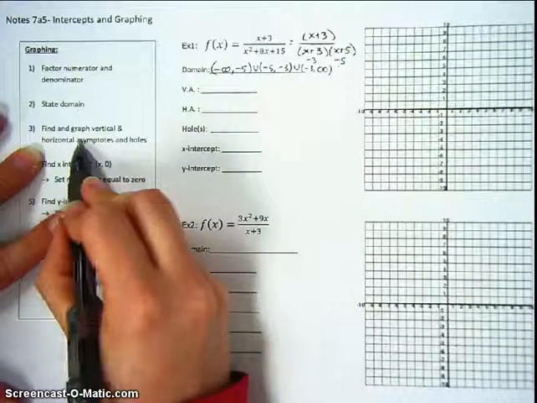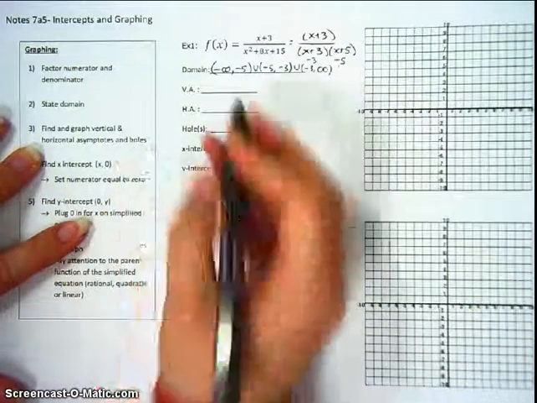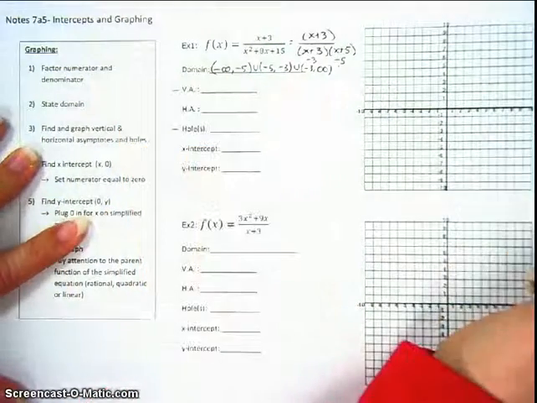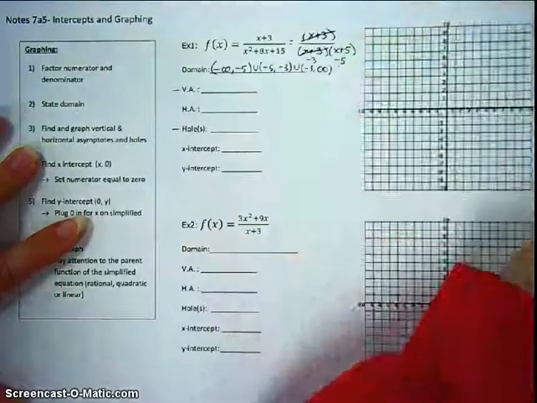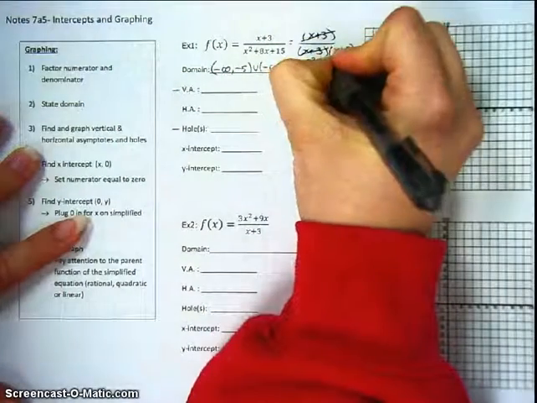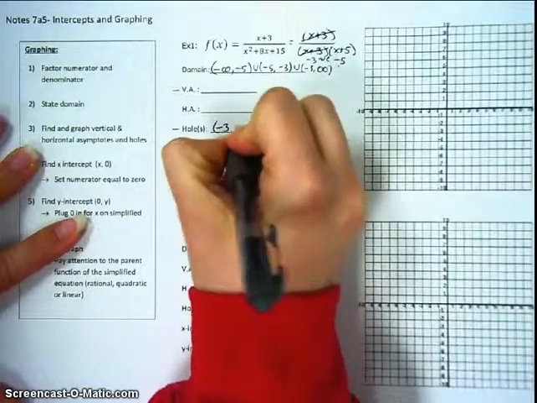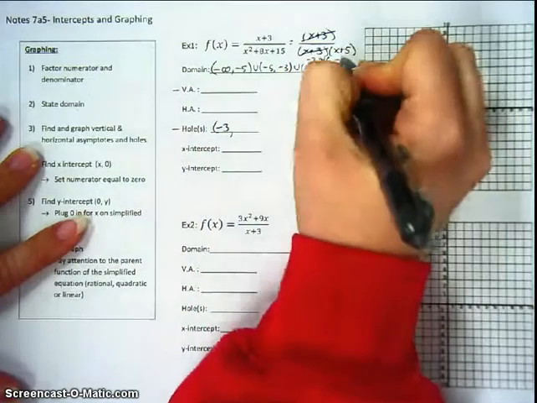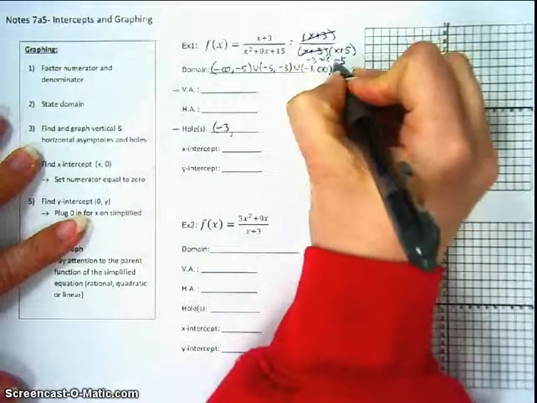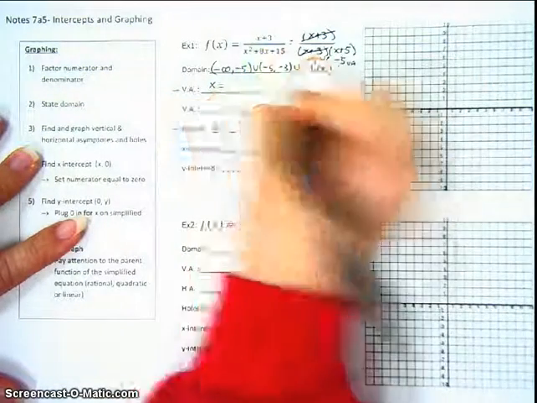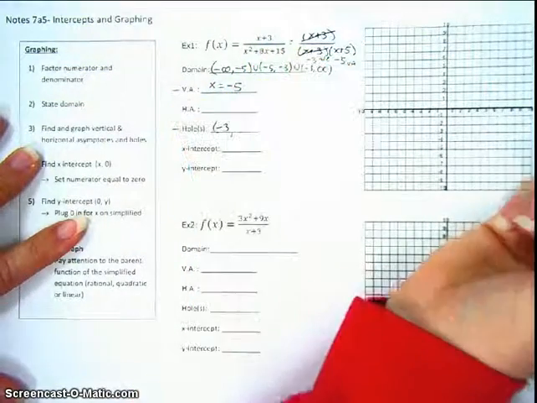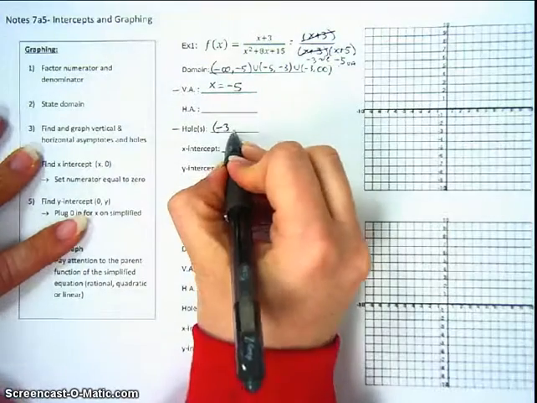Vertical asymptotes, horizontal asymptotes, and holes. Okay, remember vertical asymptotes and holes we find from the denominator. So x plus 3 and x plus 3 cancel out. That makes this a hole, so we'll have negative 3. We'll fill that in a second. Left over is x plus 5, so that negative 5 is a vertical asymptote. X equals negative 5.